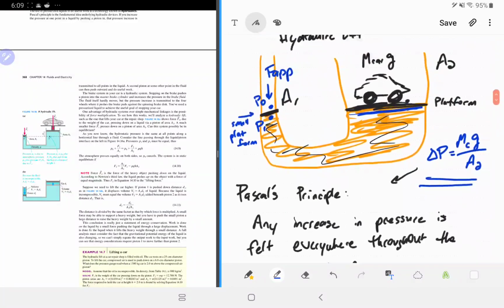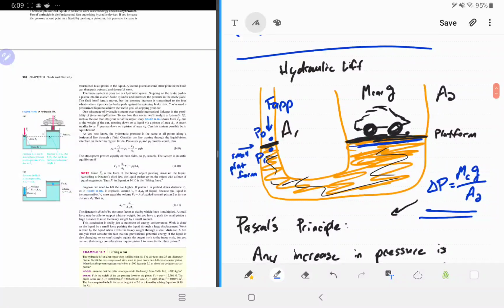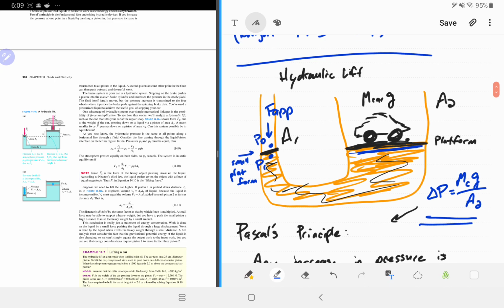Of course, you might say, well, there's something weird about that, right? I can't really lift a car. Notice how you would have to push a really long distance in order to lift the car up just by a little bit, because the areas are so different.